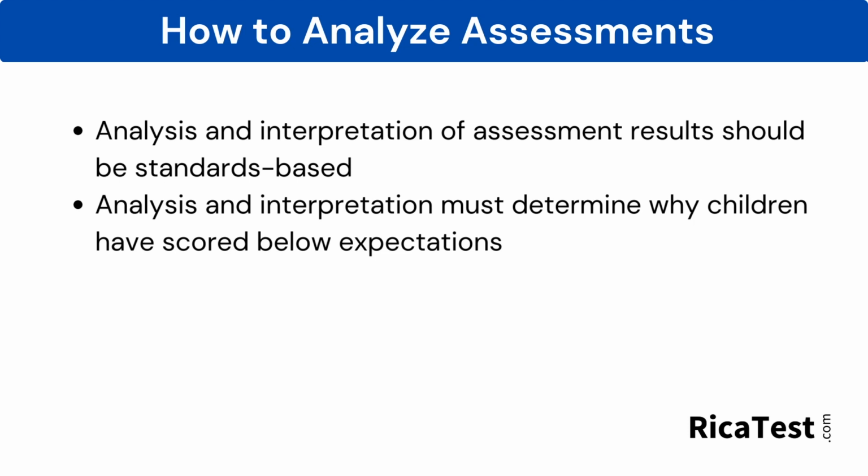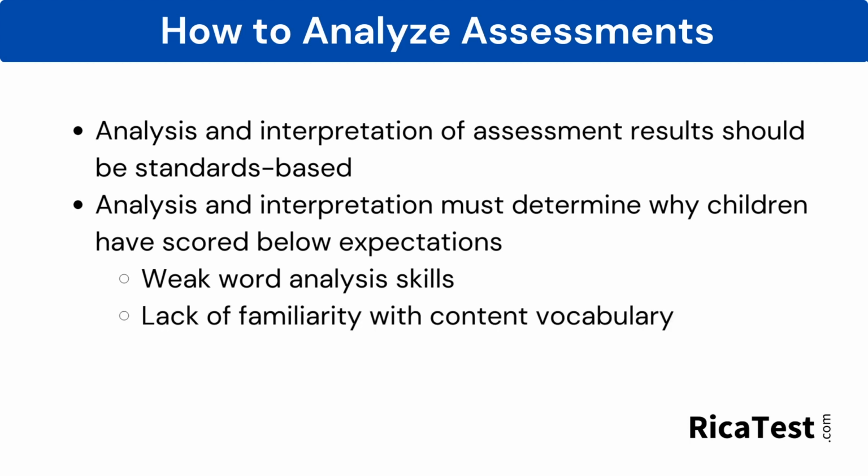Second, analysis and interpretation must determine why students have scored what they have, particularly for students who may have scored below expectations. As this chapter focuses on fluency instruction, let's recall from the terms we learned in Competency 8 that there are 4 common reasons why students might be struggling to read fluently. These include weak word analysis skills. Remember, we said that this is the main culprit. If a student isn't reading fluently, check this first.